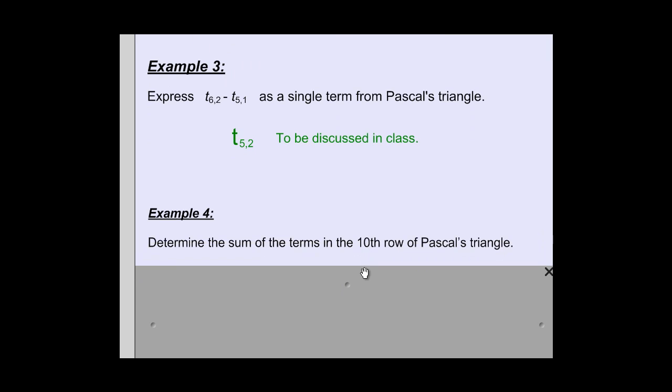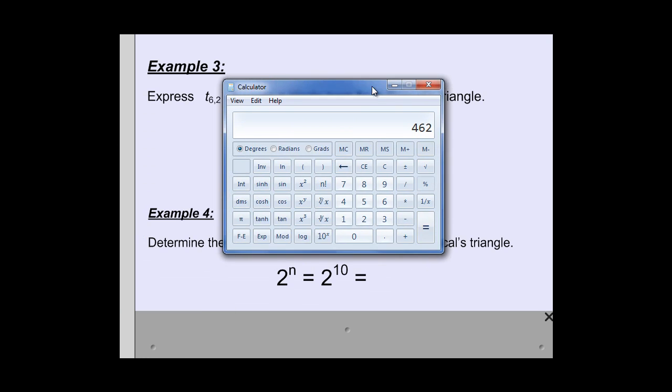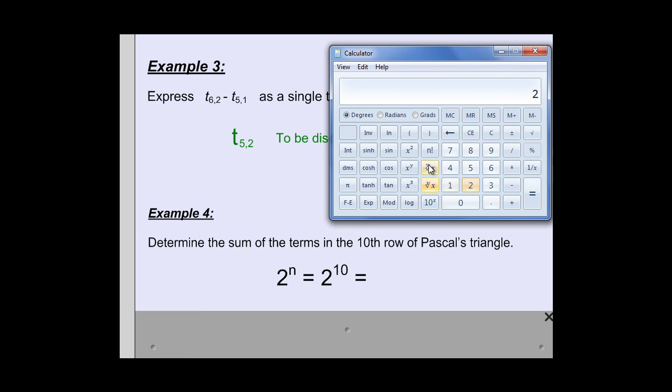Example 4 now. We want to find the sum of the 10th row of Pascal's triangle. We've done this a bunch of times, so all you're going to need is the following. The sum of the rows in Pascal's triangle is just 2 to the n. And here we have n equals 10, so we do the following. Substitute 10 for n and work that with your calculator. 1,024.